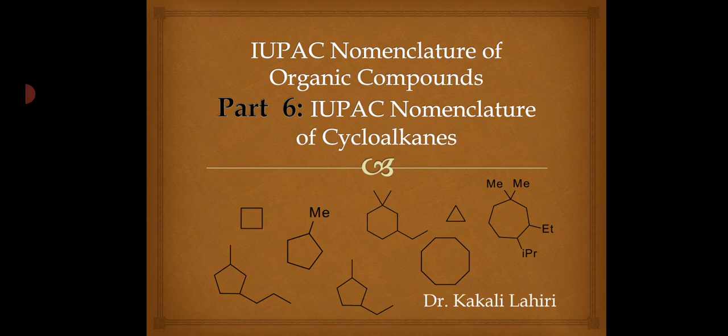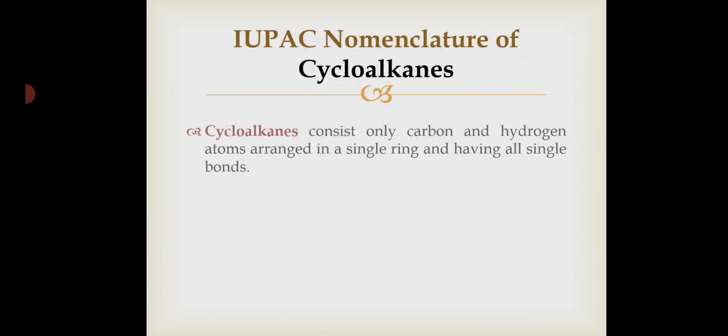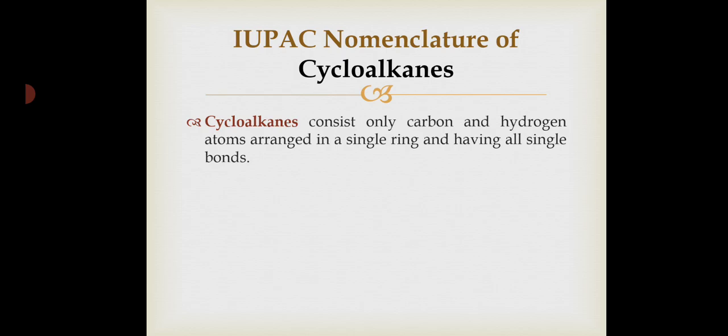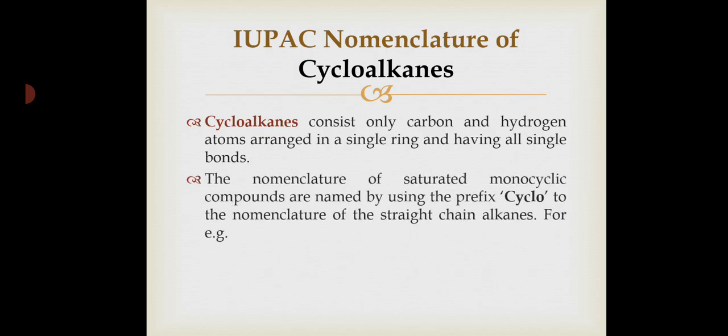Hello everyone, welcome back. Today we are going to discuss IUPAC nomenclature of cycloalkanes. What are cycloalkanes? Cycloalkanes consist only of carbon and hydrogen atoms arranged in a single ring and having all single bonds. Now how to name these cycloalkanes? It is quite simple. Just introduce a prefix cyclo to the nomenclature of the straight chain alkane.